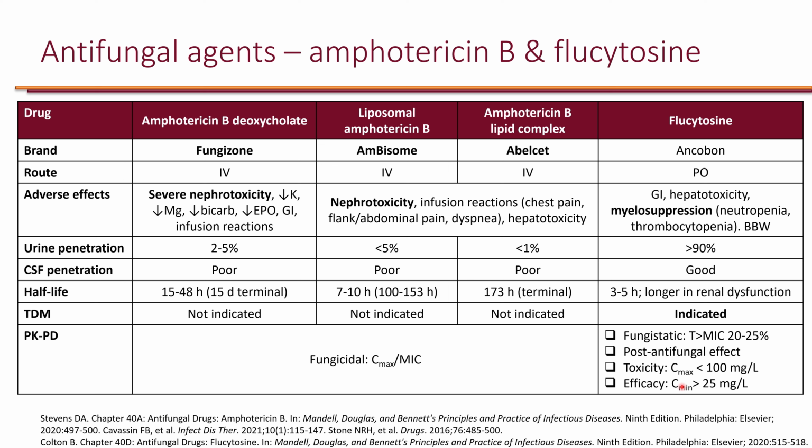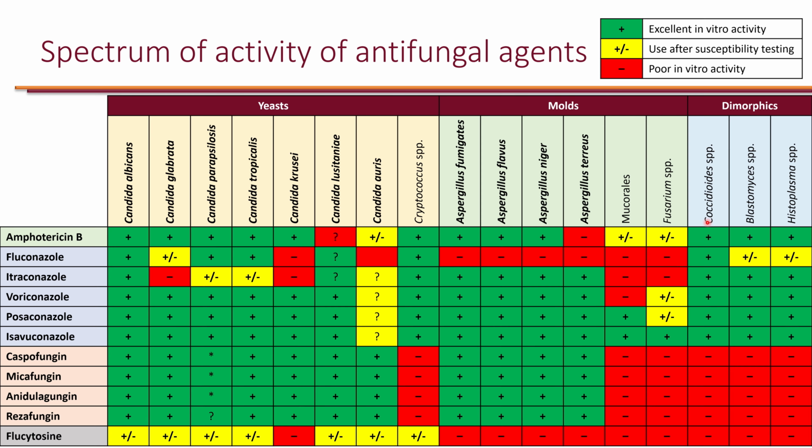For efficacy, it is the trough that's important. The trough needs to be at least 25 for efficacy, but for toxicity it is the peak that makes a difference. So we want the peak to be under 100. Once you go over 100, the risk of myelosuppression goes up significantly.